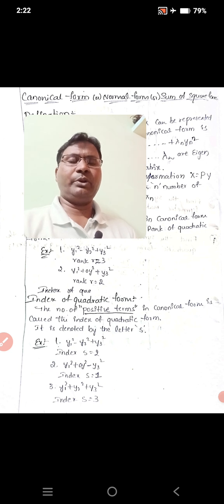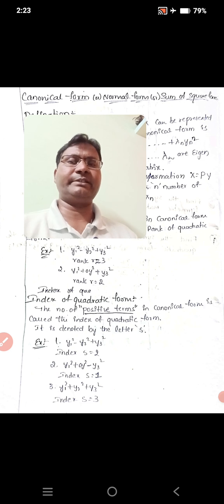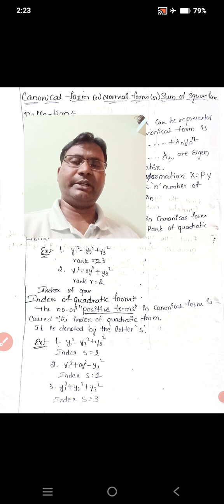In this video I am going to explain canonical form, or normal form, or sum of squares form. It continues the topic from the previous video, quadratic form. If you know quadratic form, now we will go to the next, canonical form. You can understand canonical form very easily. That's why you go and check the previous video on quadratic form.